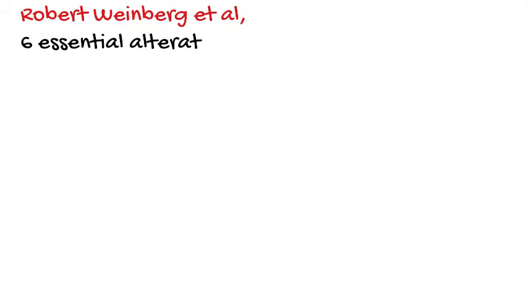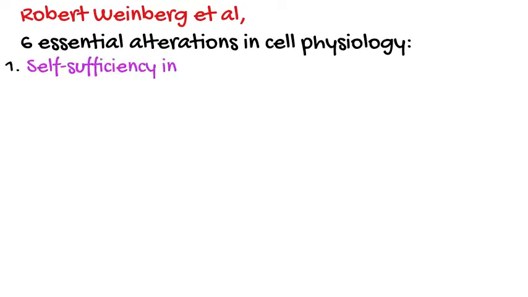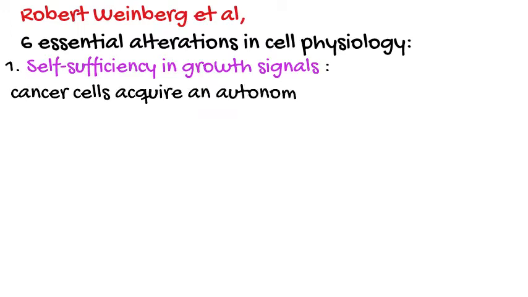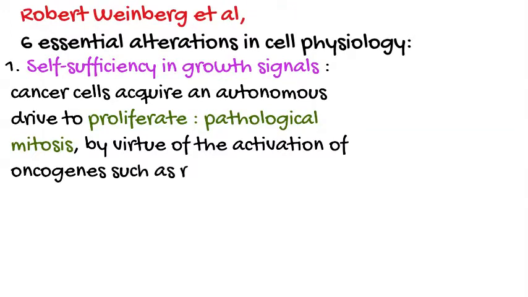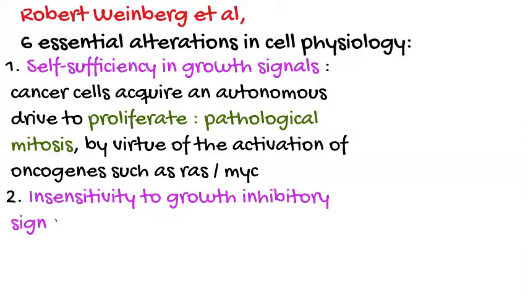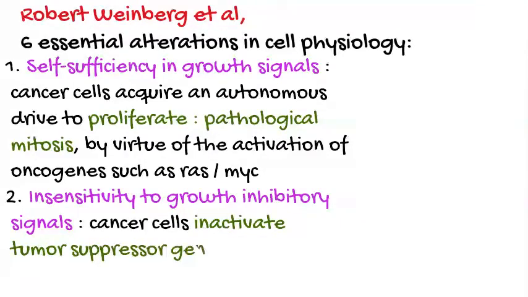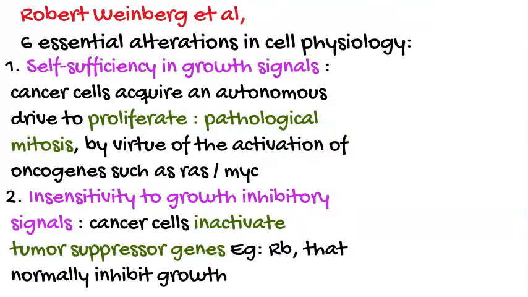I am quoting from the cancer biologists Robert Weinberg and Douglas Hanahan, who published an article entitled The Hallmarks of Cancer in 2000. They describe six essential alterations in cell physiology. Number 1. Self-sufficiency in growth signals. Cancer cells acquire an autonomous drive to proliferate, whereby pathological mitosis occurs by activation of oncogenes such as RAS or MYC. Number 2.